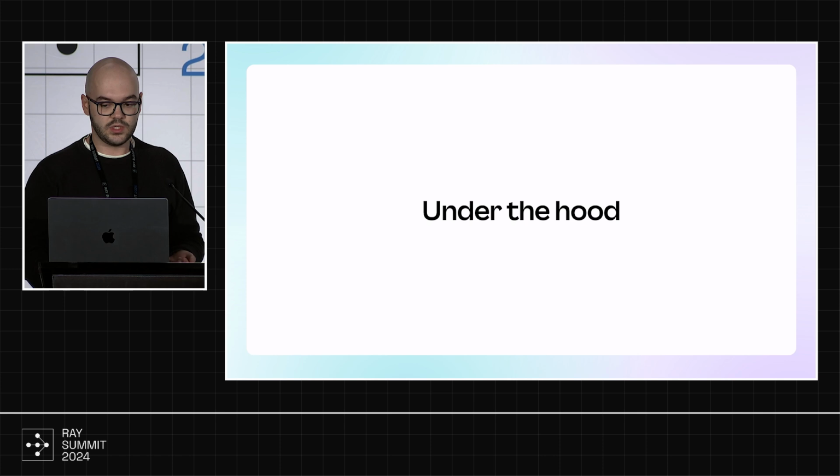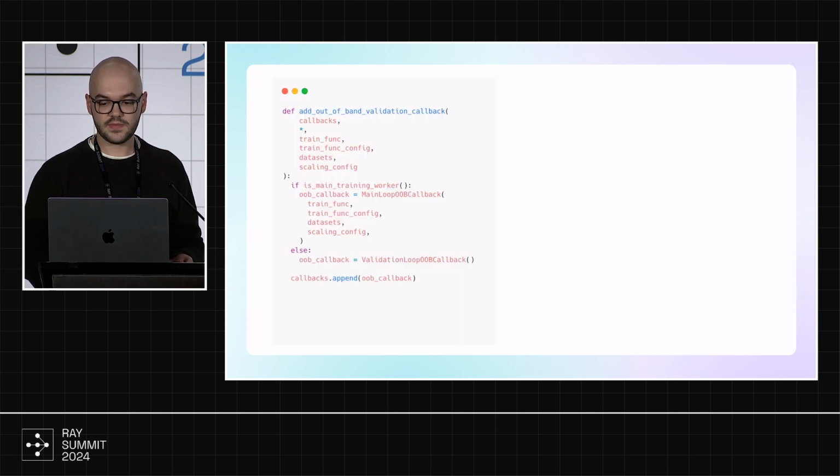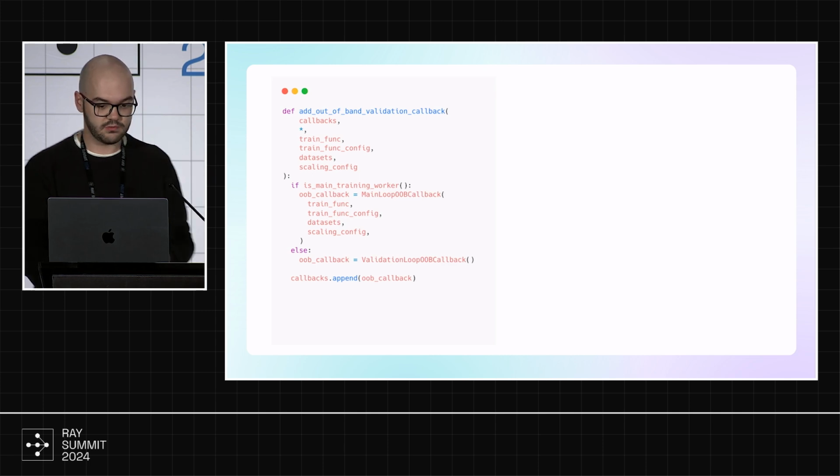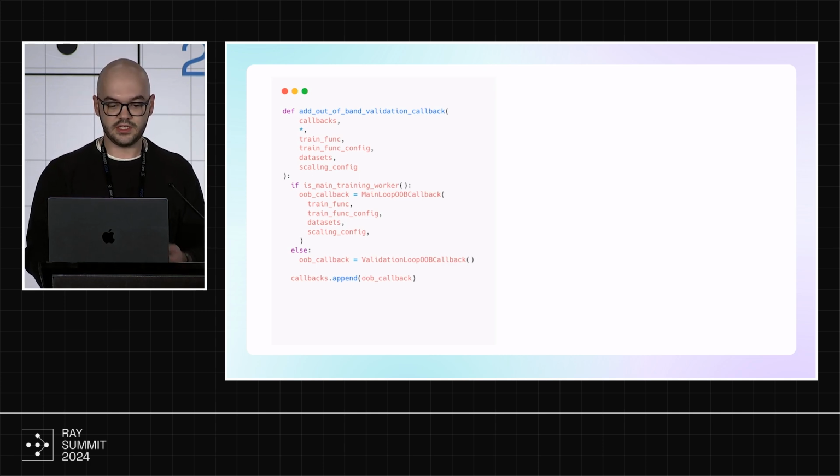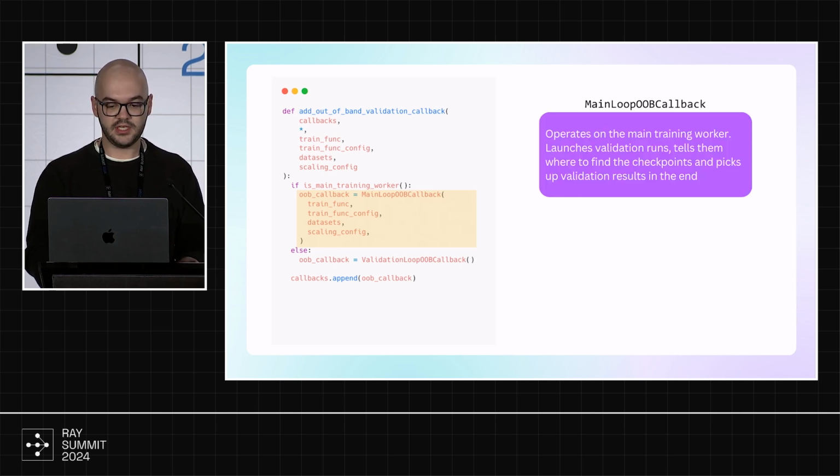Now that we've answered the question on how this is used, we can go a bit under the hood and see how this actually utilizes Ray and Anyscale. First up, we saw this add out-of-band validation callback function, and basically it has two possible states. The first state is if it's running in the main training worker, and in this state, a main loop out-of-band callback is added. This callback launches the validation runs, tells the validation runs where to find the checkpoints, and also eventually picks up their results.